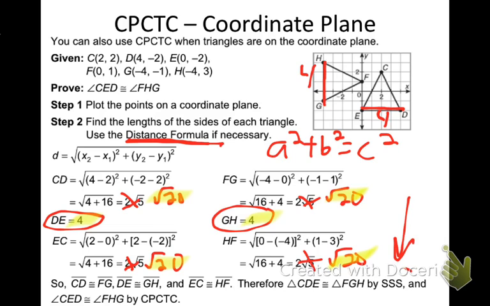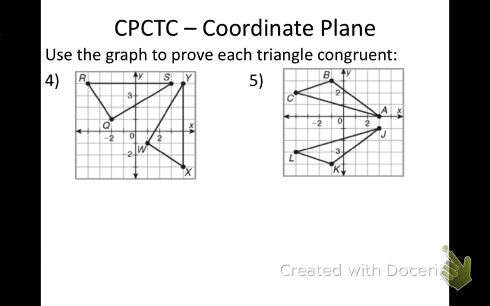And how do I know the triangles are the same? Because of side, side, side. Because I found all of the sides of that triangle. So side, side, side says all of the triangles are the same. And then you can take it a step farther and still say, well, angle C is congruent to angle E... angle E is congruent to angle H because of CPCTC. Okay, so let's go on to number 4 here, and we're going to find some lengths.